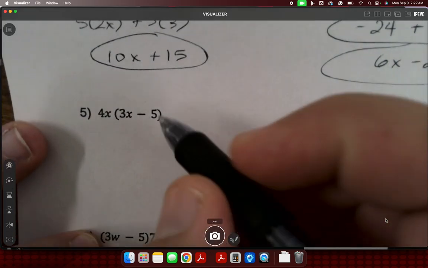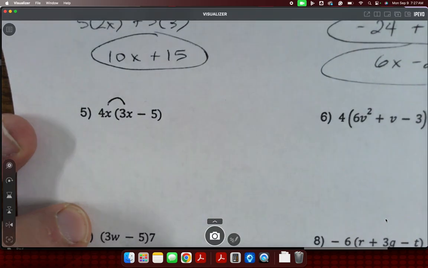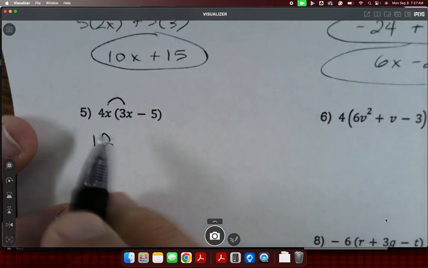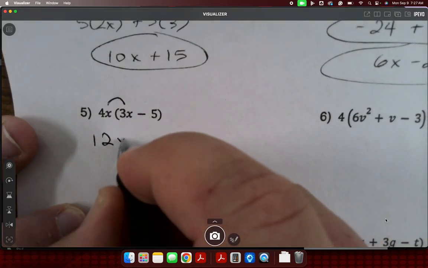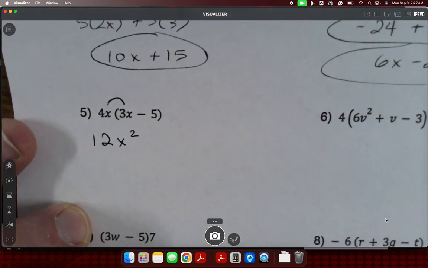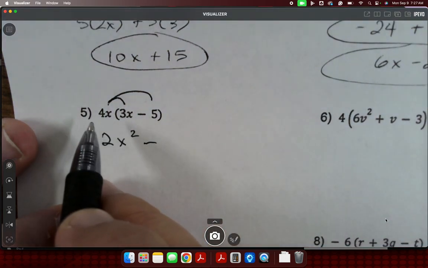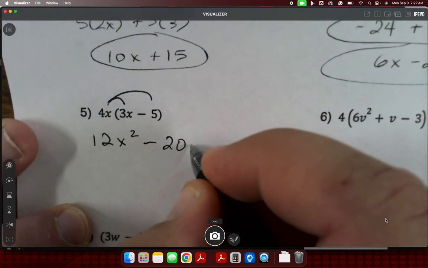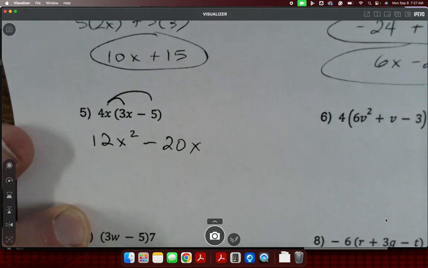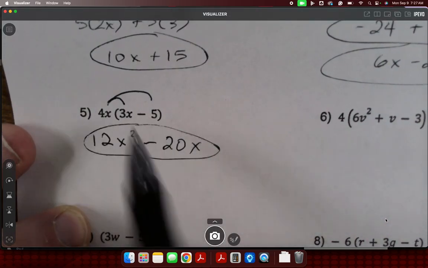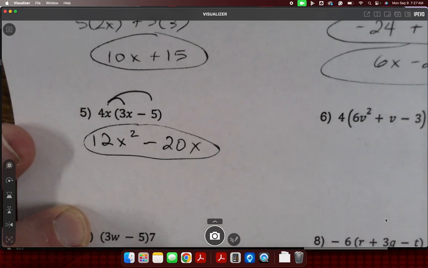Number 5, 4x times 3x. So 4 times 3 is 12. x times x is x squared. Minus 4x times 5. So 4 times 5 is 20, and we keep the x. So the good thing about these is it really doesn't take that long of a time. You just got to make sure you're doing things correctly with the multiplying.